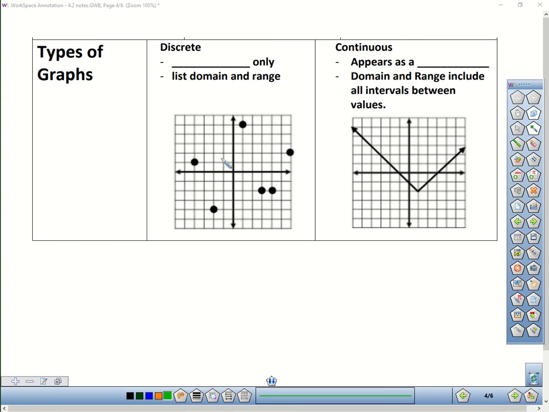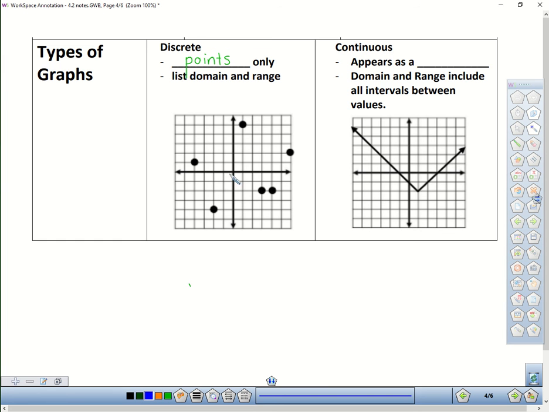So this is what we call a discrete graph, which is going to be points only. With a discrete graph, it's going to be points only. You're not going to be connecting the points. So we can list the domain and range of a discrete graph just like we did earlier.